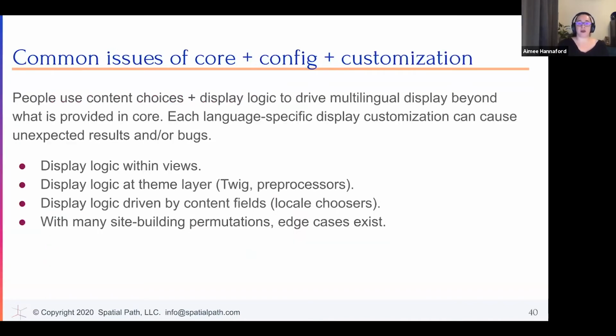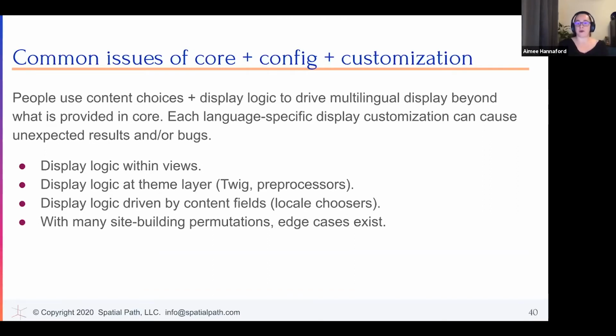So some common issues of core plus config plus customization all working together to not display your language is that people use content choices and display logic to drive multilingual display beyond what's provided in core. So this is your display layer customizations. Each language specific display customization can cause unexpected results or bugs. And so you want to look at views, any display logic or language logic at the theme layer, and logic driven by content fields like locale choosers, and many site building permutations and edge cases exist.